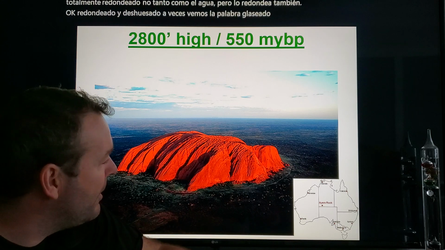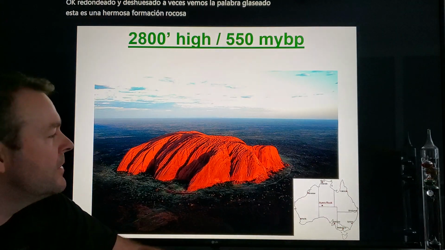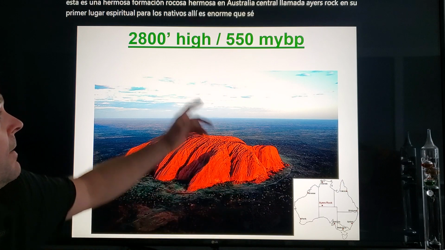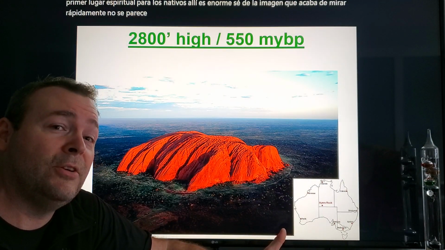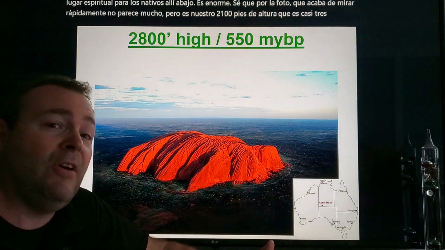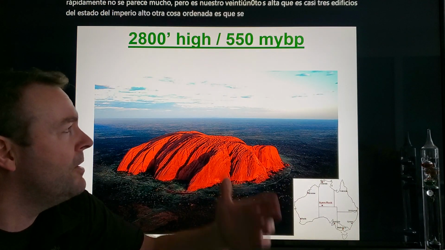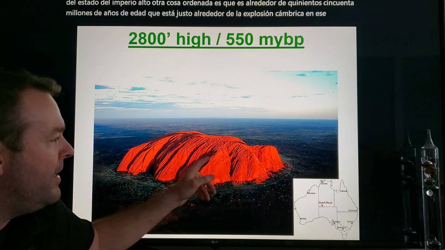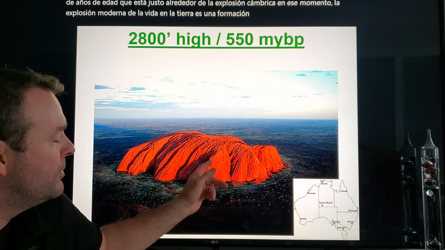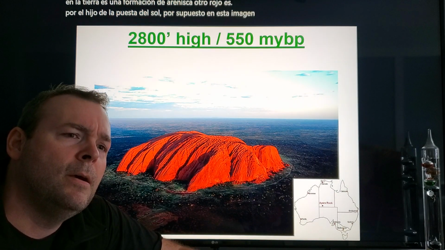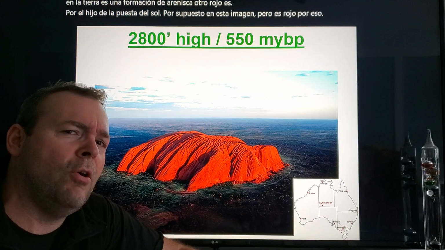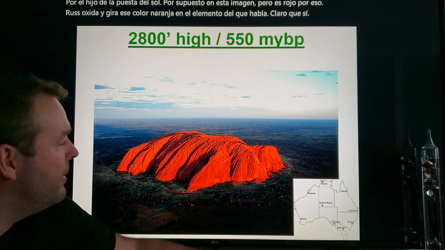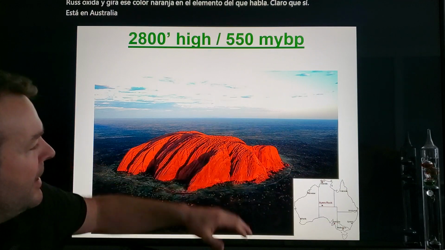This is a gorgeous, gorgeous rock formation in central Australia called Ayers Rock, and it's a very spiritual place for the natives down there. It's enormous. I know from the picture, if you just look quickly, it doesn't look like much. But it's over 2,800 feet high, which is almost 3 Empire State Buildings tall. And the other neat thing is it's about 550 million years old, which is right around the Cambrian explosion, right? That modern explosion of life on Earth. It's a sandstone formation. The red is exaggerated by the sunset, of course, in this picture. But it is red because of that element that rusts, that oxidizes and turns that orange color. And the element I'm talking about, of course, is iron, right? And there it is in central Australia. Very, very beautiful amidst a flatter desert landscape.